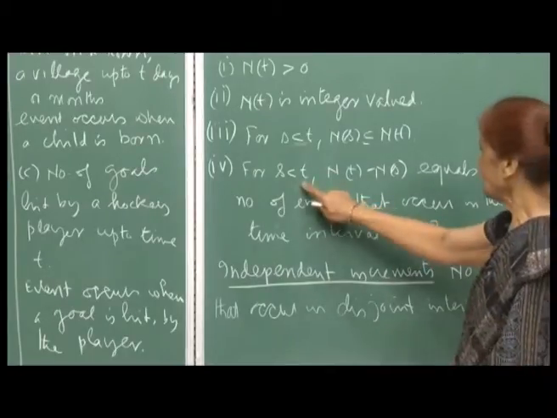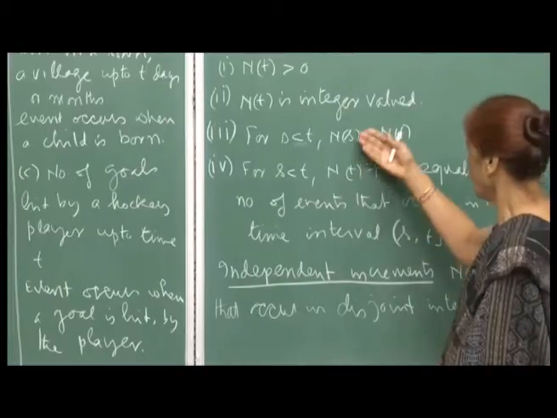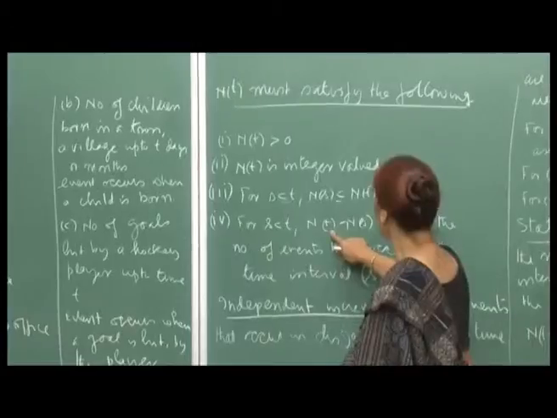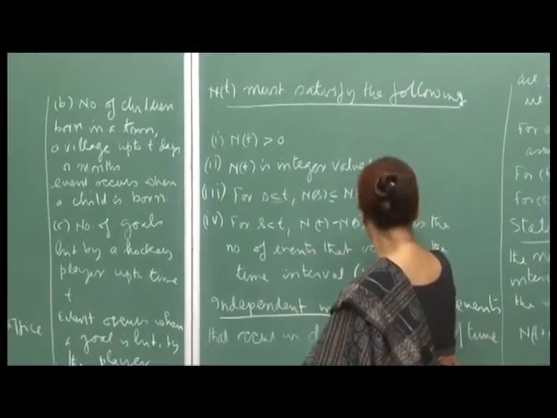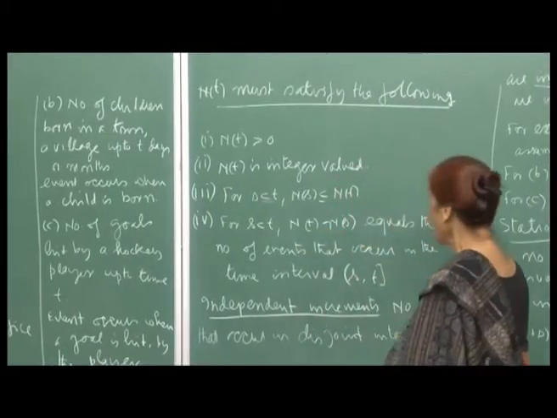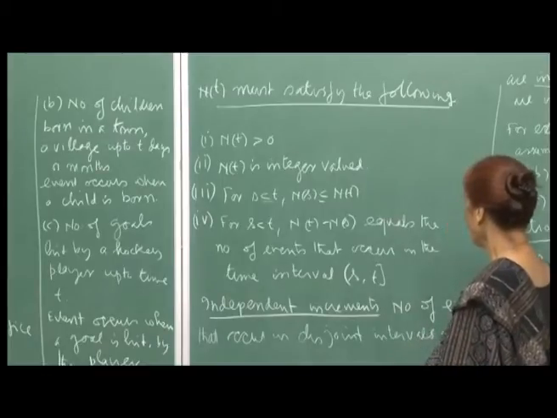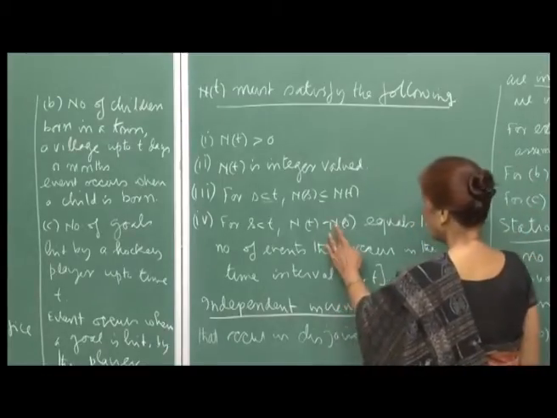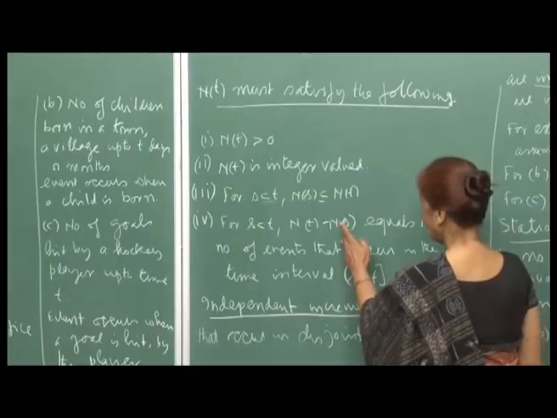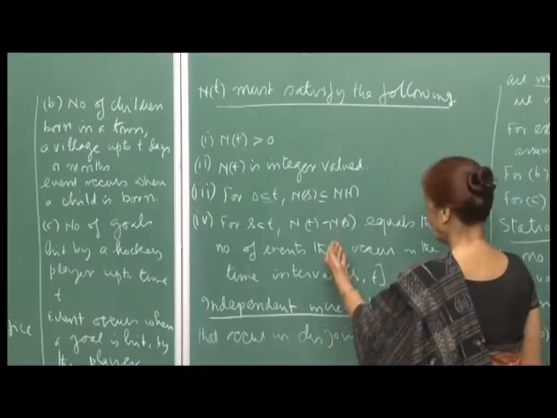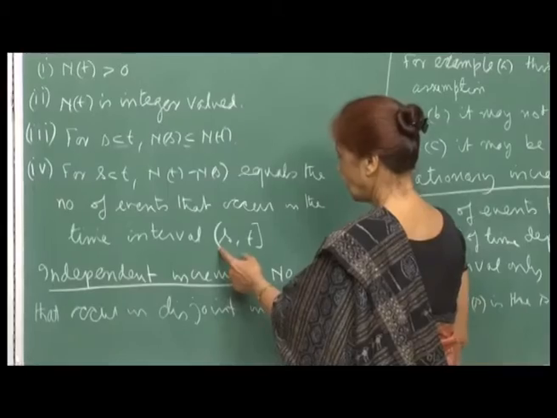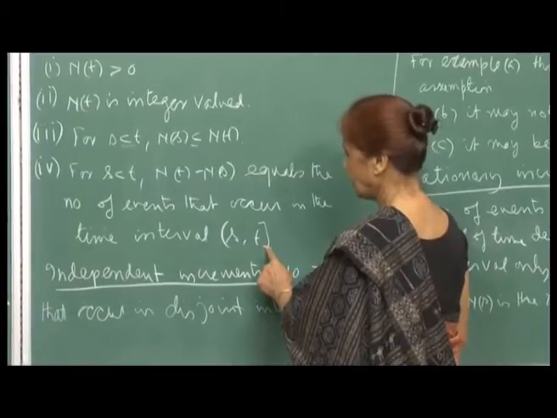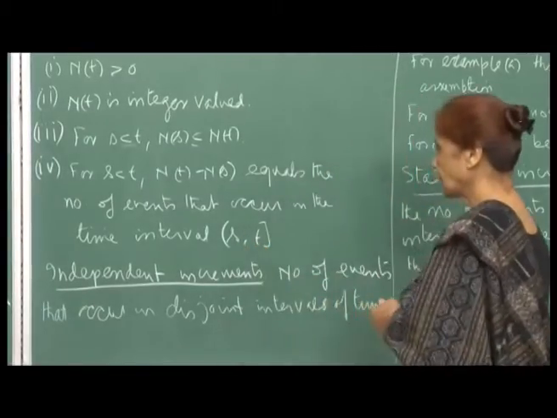For s less than t, if you take the difference, N(t) minus N(s) equals the number of events that occur in the time interval (s, t]. Here, N(s) counts the events up to time s, and after s you start counting the events that take place up to t. So this interval is open at this end and closed at this end: (s, t].